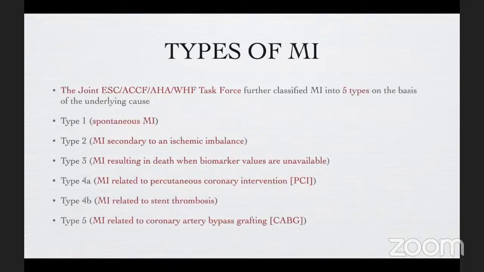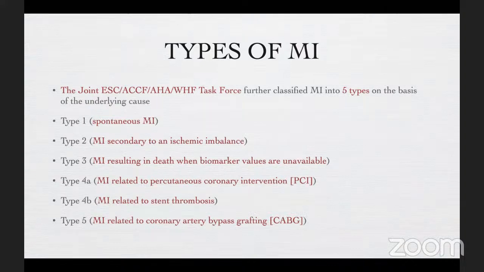Okay. Types of MI. The Joint European Society of Cardiology, American College of Cardiology, American Heart Association, and World Heart Federation Task Force further classified MI into 5 types on the basis of the underlying cause. Type 1, spontaneous MI, which is related to atherosclerotic plaque rupture, ulceration, fissuring, erosion, or dissection with intraluminal thrombus in one or more of the coronary arteries, leading to decreased myocardial blood flow or distal platelet emboli, and thereby resulting in myocyte necrosis. The patient may or may not have underlying obstructive coronary artery disease.